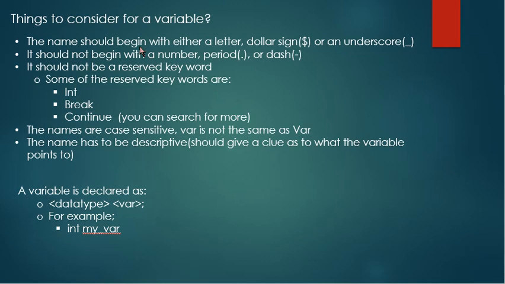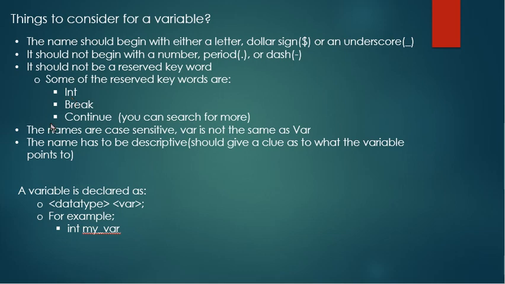Now, what are some of the things to consider for variable names? Well, the name should begin with either a letter, $, or an underscore. It should not begin with a number, period, or dash. It should not be a reserved keyword. Now, every language, be it C or Java or C++, has its own reserved keywords. So make sure that the variable name is not a keyword such as int, break, or continue. There are many more reserved keywords that you can find on the internet.